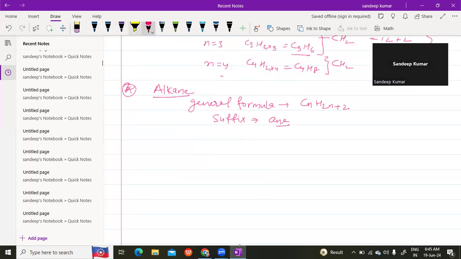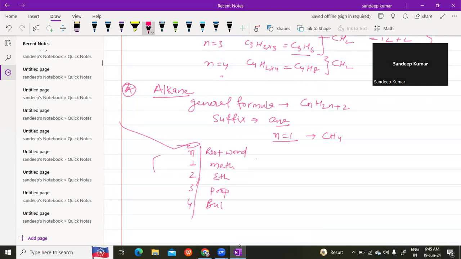For example, if you put n is equal to 1 in this, you will get CH4. You should understand that for different n values we use some root word. For n is equal to 1, we use meth. For n is equal to 2, we use eth. For n is equal to 3, we use prop. Similarly, n is equal to 4, we use but. n is equal to 5, we use pent.